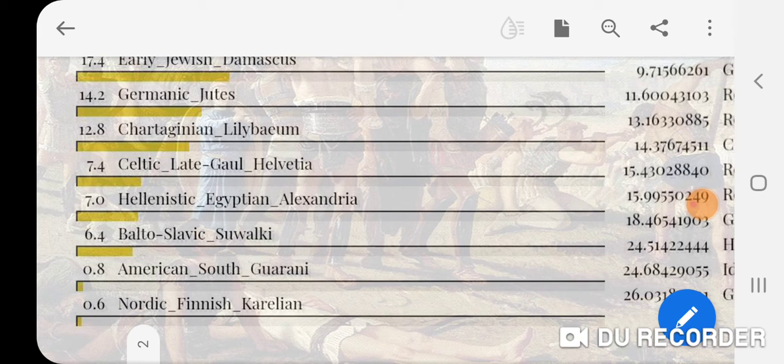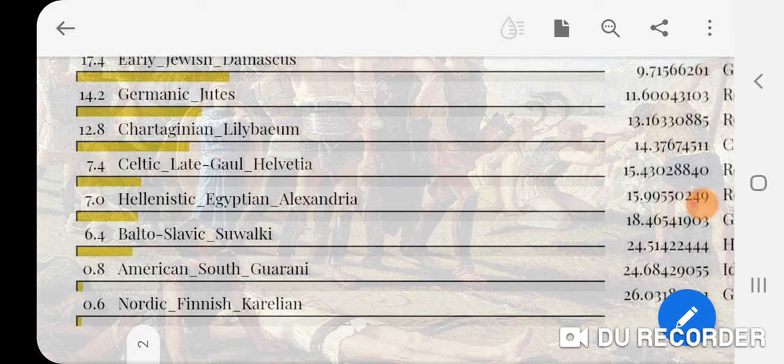So yeah, there were a lot of Jews in Alexandria. I think at one point there were more Jews in Alexandria than there were in Judea. There's a massive Jewish community, Jewish population in Alexandria, Egypt, in Hellenistic times.